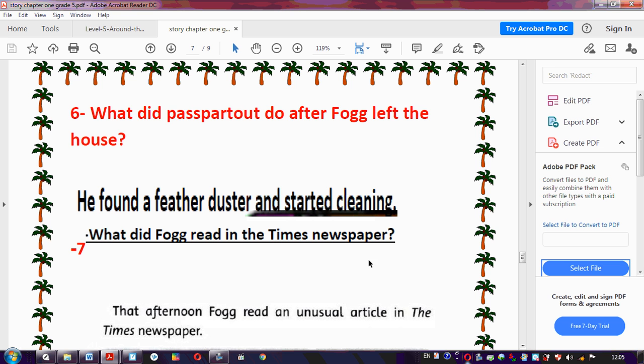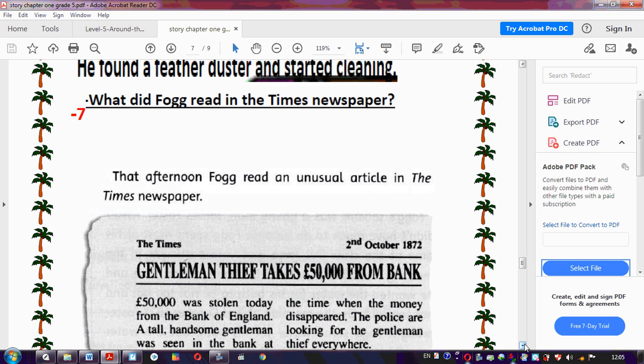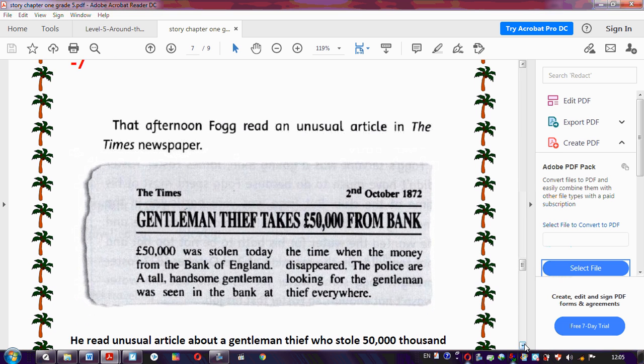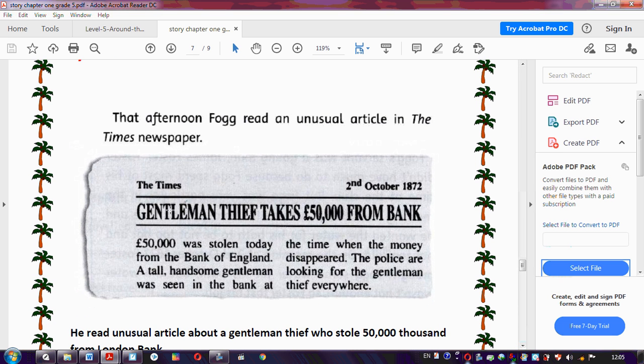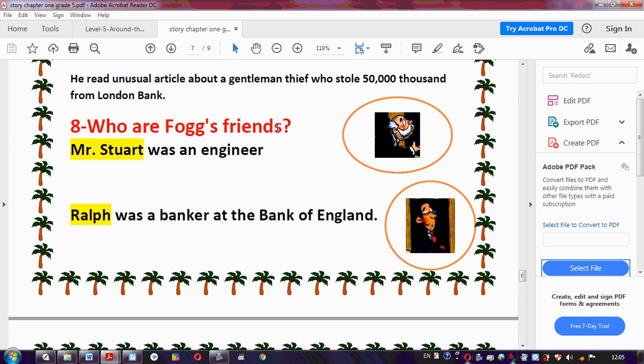What did Fogg read in the Times newspaper? When Mr. Fogg was sitting with his friends in the club, he read in the newspaper that a gentleman thief took 50,000 pounds from the bank. They were stolen. Who are Mr. Fogg's friends? This man is called Mr. Stuart, he was an engineer, and Mr. Ralph, he was a banker at the Bank of England.